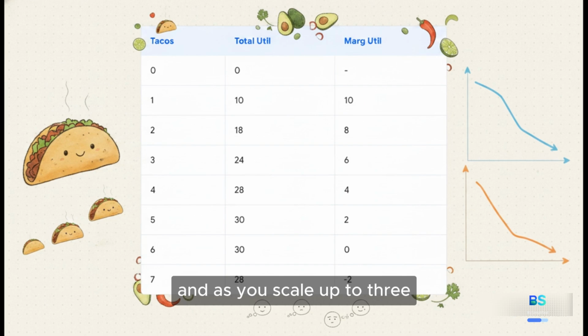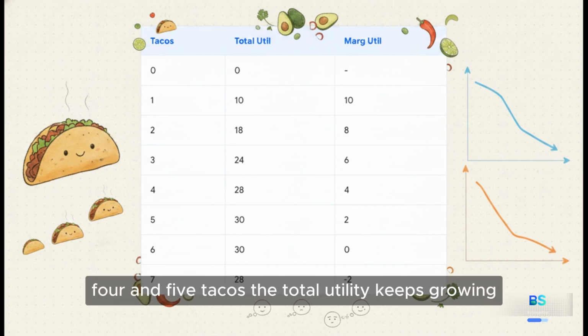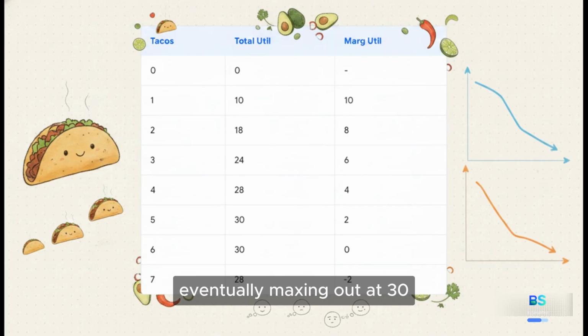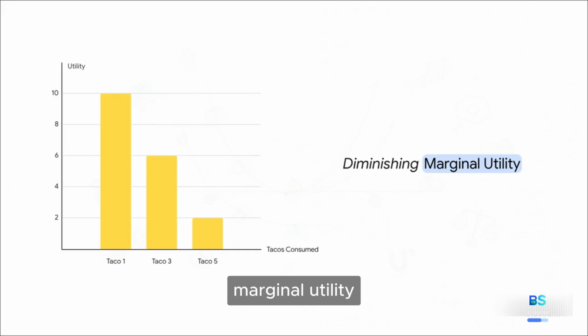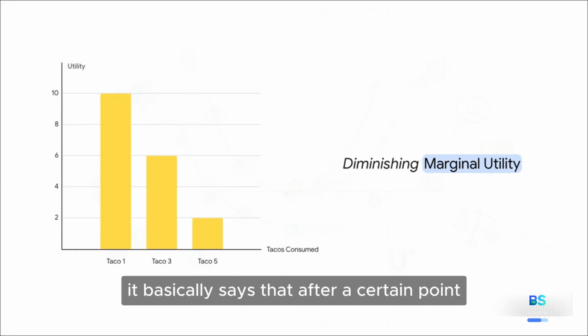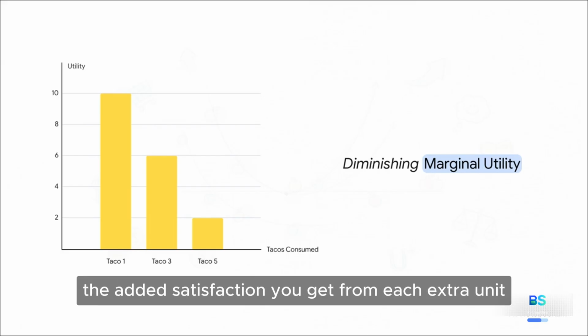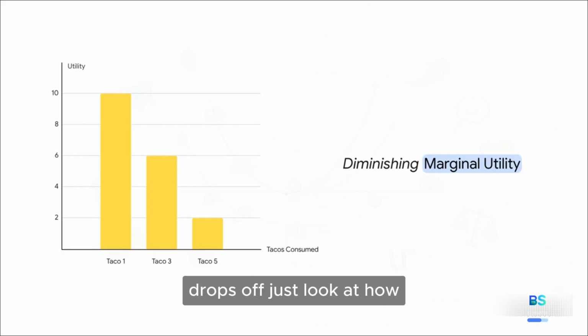And as you scale up to 3, 4, and 5 tacos, the total utility keeps growing, eventually maxing out at 30, but that marginal utility, it just steadily shrinks. It goes to 6, then 4, then 2, and eventually it just hits 0. And this right here perfectly visualizes the law of diminishing marginal utility. It basically says that after a certain point, the added satisfaction you get from each extra unit drops off.